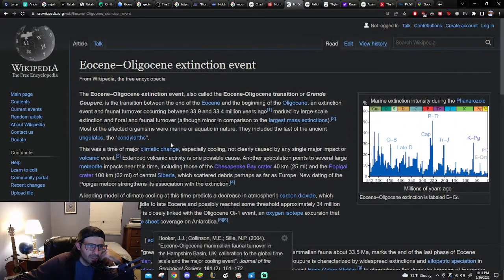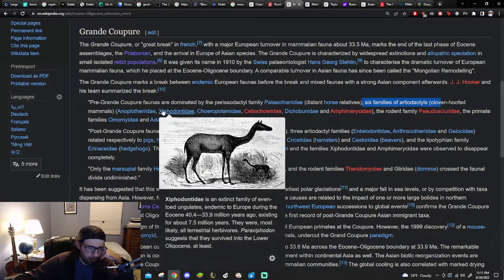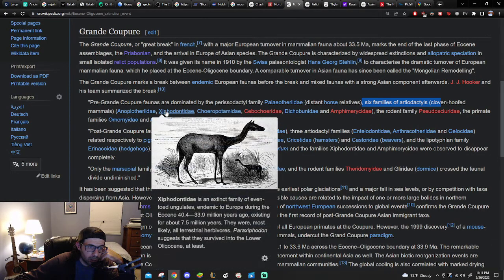Wait, huh? Where's this boundary? 34. Then why is this saying a pre-fauna? Whoa. Even-toed ungulates. Those look kind of cool. Extinct family of even-toed ungulates, endemic to Europe.